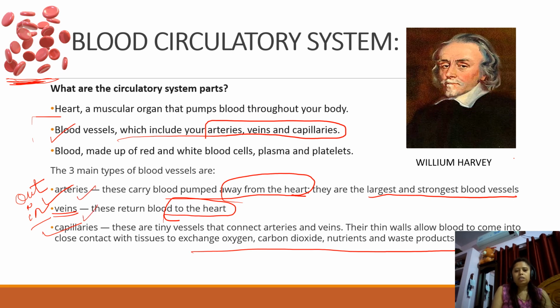As they branch off from the arteries and veins, the walls become very thin, and these thin walls help the blood to come in contact with oxygen, carbon dioxide, nutrients and waste products, which helps them to exchange.